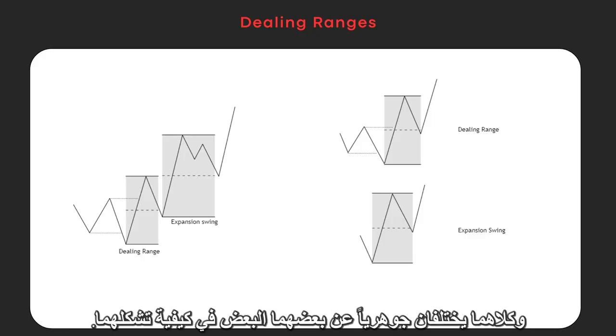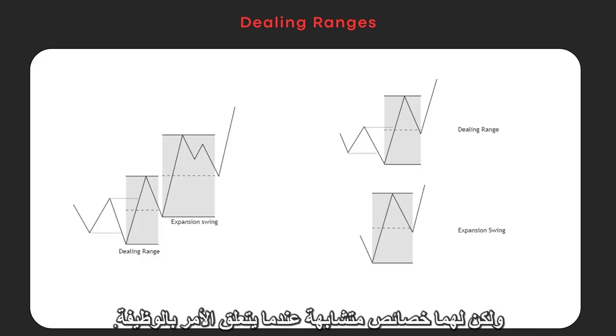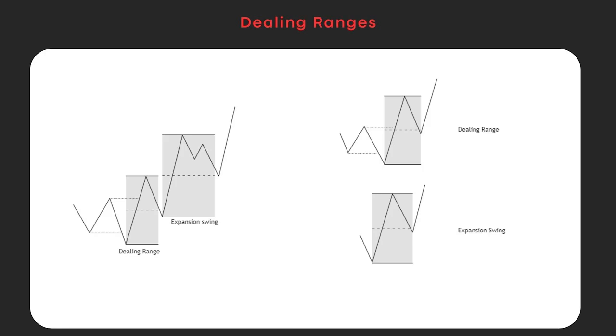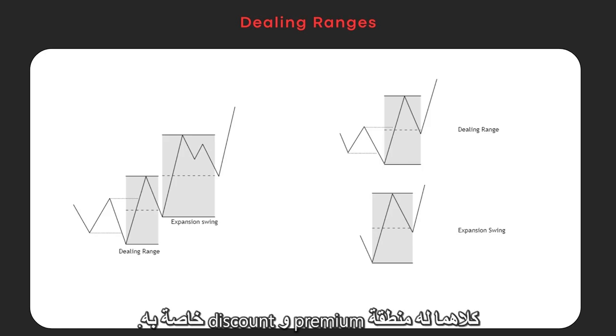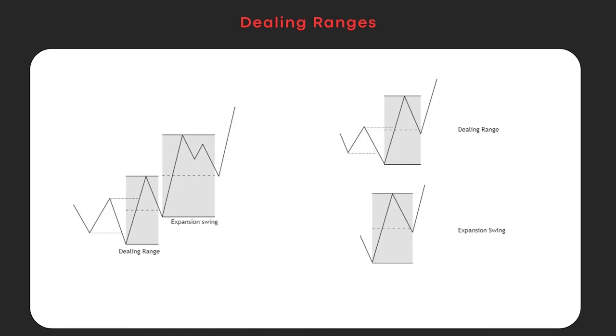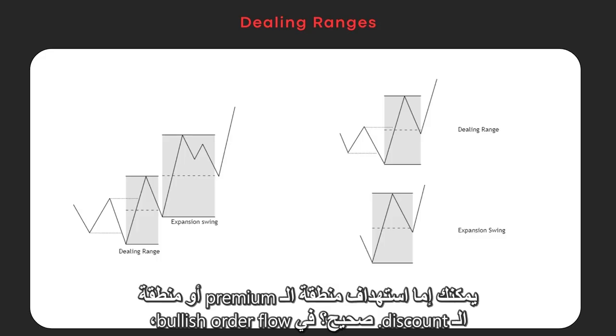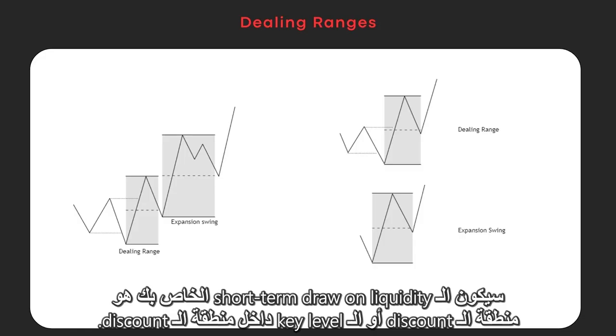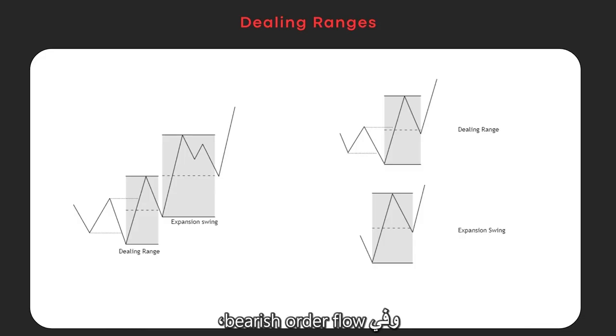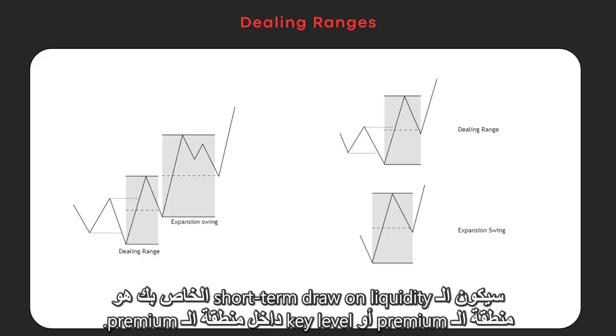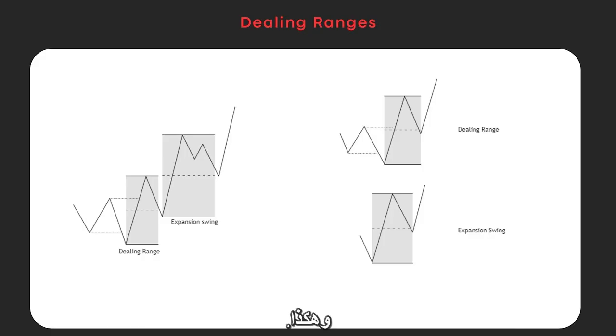First of all, we've got a dealing range and an expansion swing, right? Both are inherently different from each other in how they are formed, but they've got similar characteristics when it comes to function. Both of them have their own respective premium and discount region, and based on the order flow, you can either target the premium region or the discount region. In a bullish order flow, your short-term drawn liquidity would be the discount region or a key level inside the discount region, and in a bearish order flow, your short-term drawn liquidity would be the premium region or a key level inside the premium region, and so on.